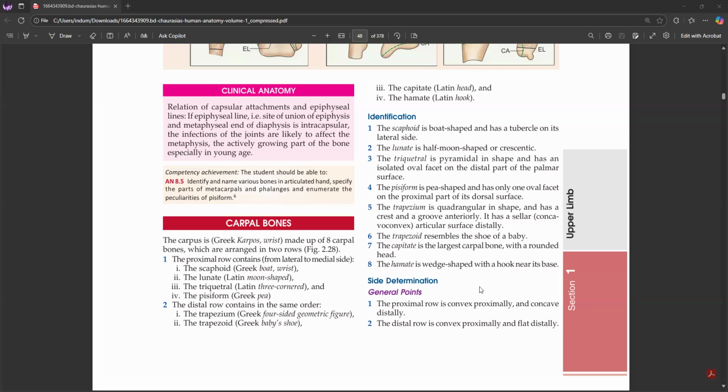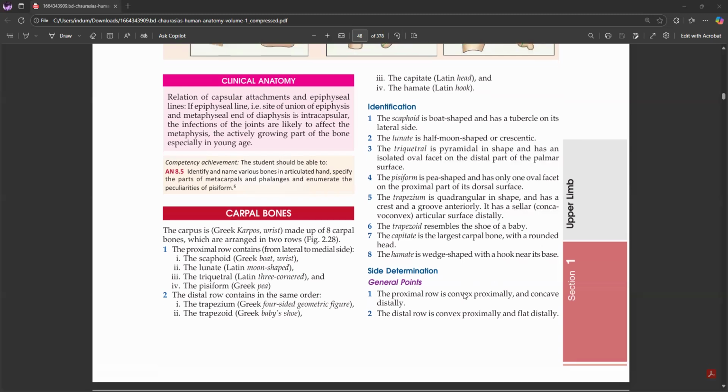Number 5. The trapezium is quadrangular in shape and has a crest and a groove anteriorly. It has a sella, which is concavo-convex articular surface distally. Number 6. The trapezoid resembles the shoe of a baby. Number 7. The capitate is the largest carpal bone with a rounded head. Number 8. The hamate is wedge-shaped with a hook near its base.